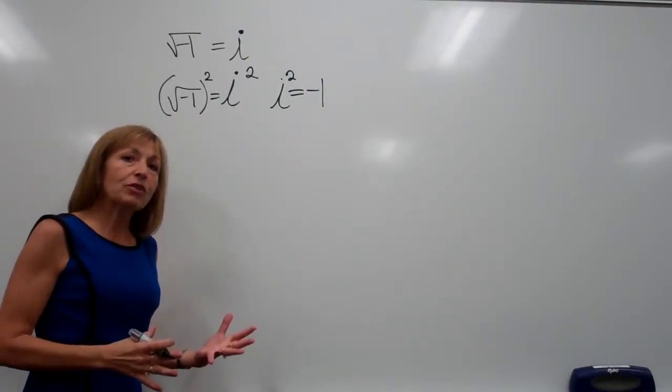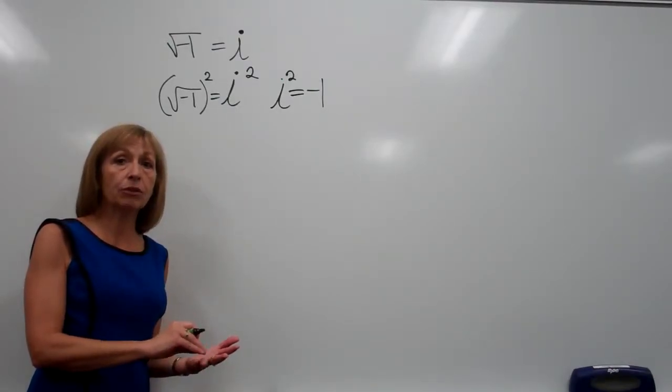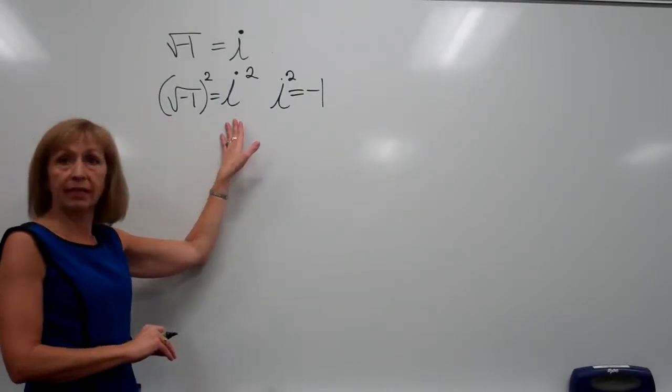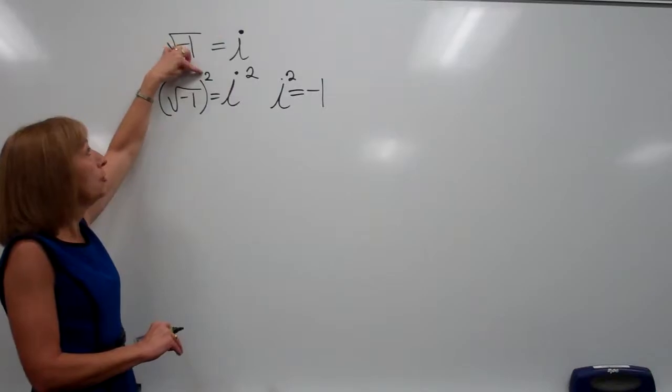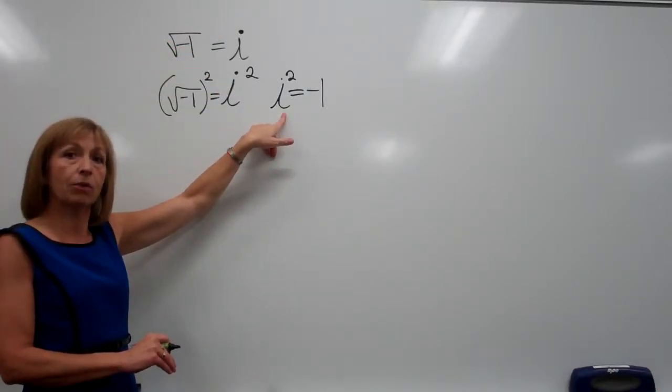So I don't have the flexibility of either powering first and then taking the root, or taking the root and then doing a power when I have an imaginary. I have to use the power to the square root to get my correct definition of i squared.